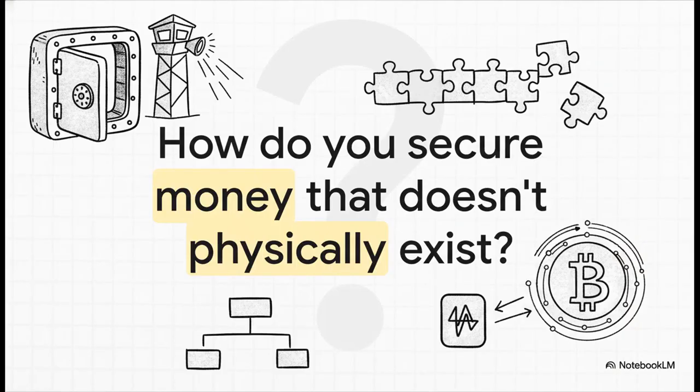I mean, it's the big question, right? You've got this money that doesn't physically exist. There's no vault, no security guards. So how in the world does Bitcoin make sure that you, and only you, can spend it? Well, the answer isn't about just moving some files around. It's actually all about solving a very, very specific kind of puzzle.